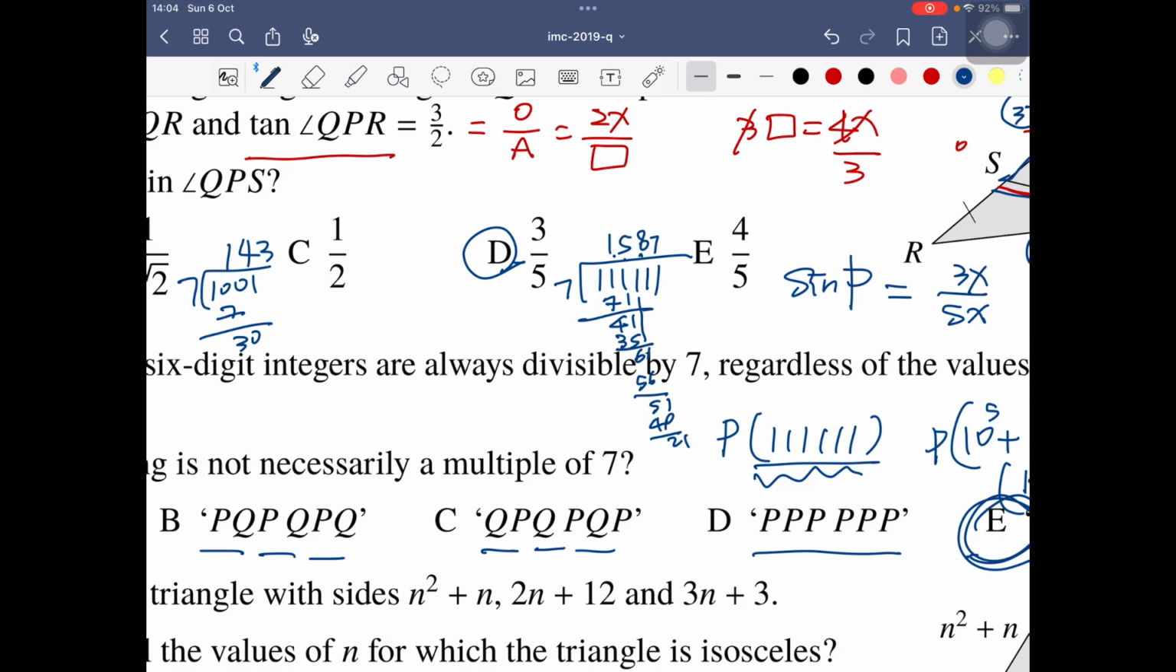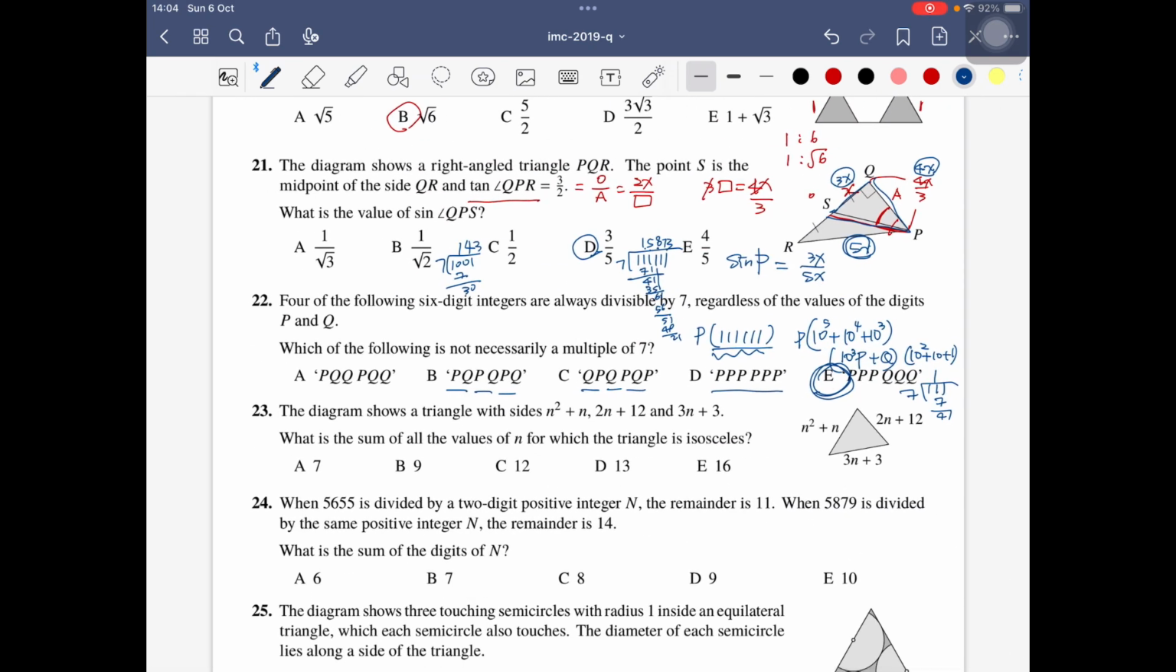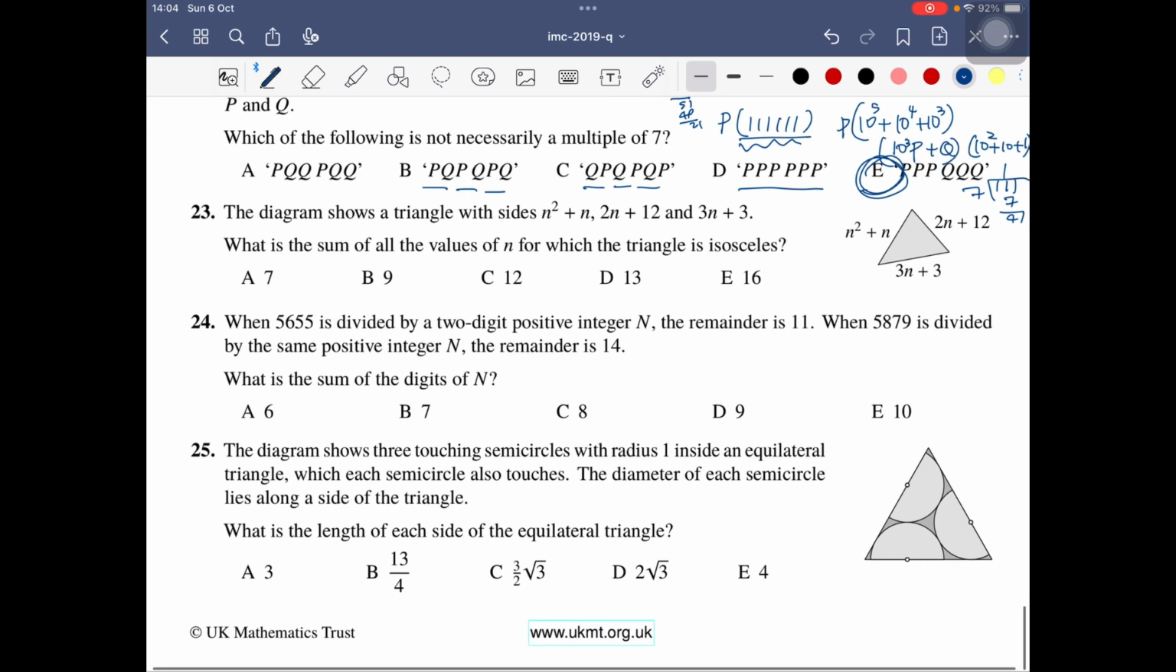Oh, okay. This is divisible. So the answer is number E. And let's go for number 23. Triangle. Sum of all the values of n for which the triangle is isosceles.